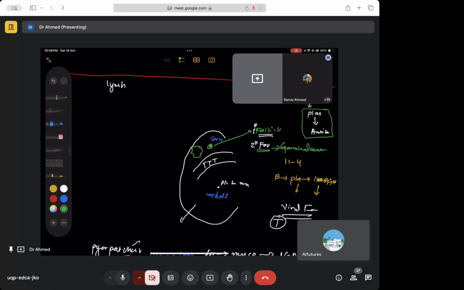Okay, we have the cortex. Then we have the medulla. Inside the cortex, we have follicles, right? Yes. Then, okay. Anyone else?